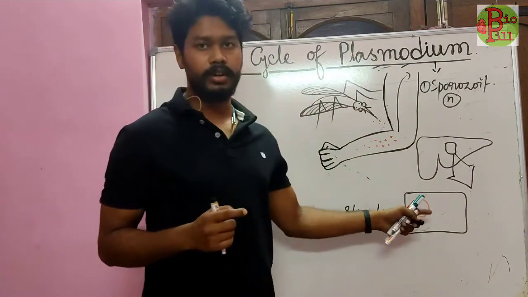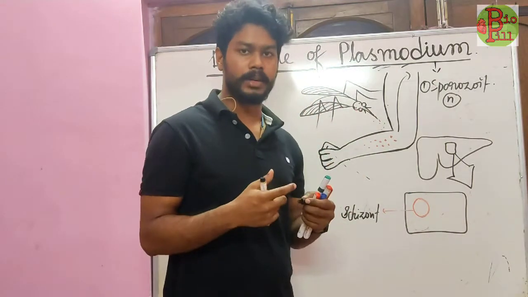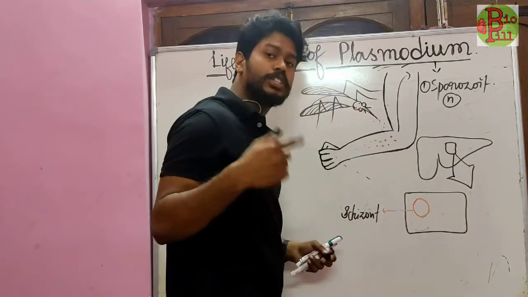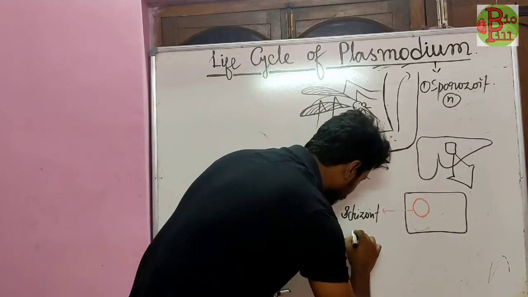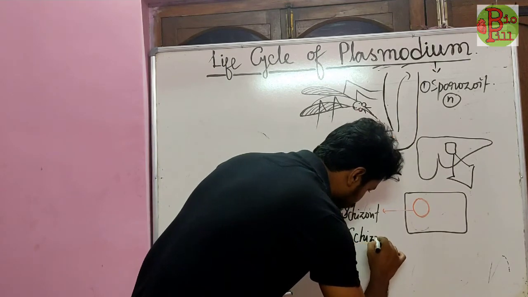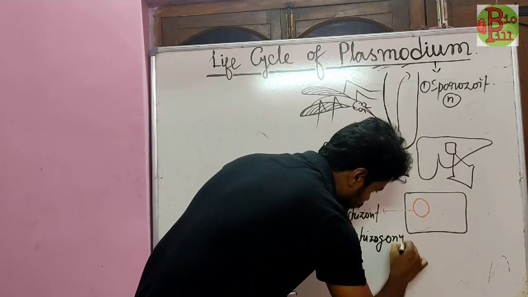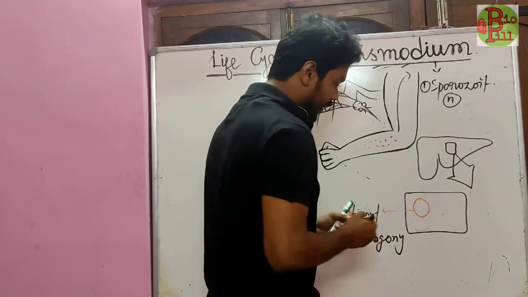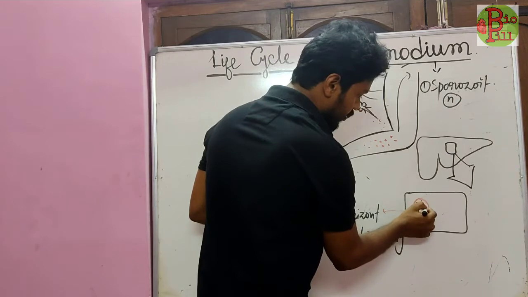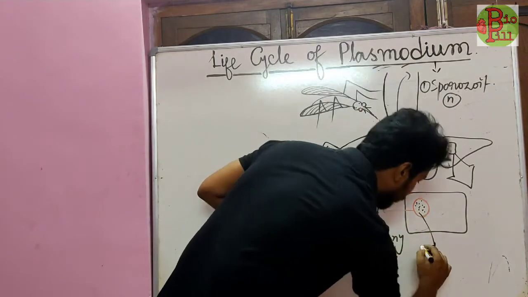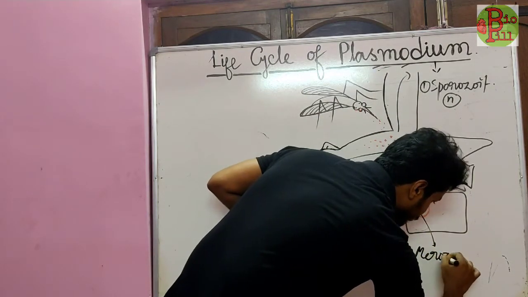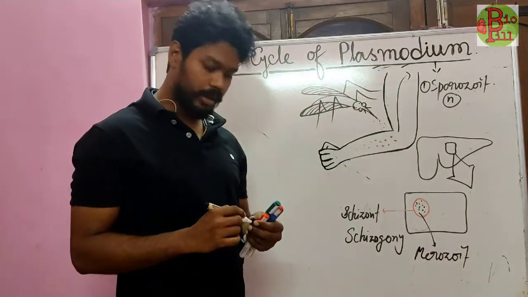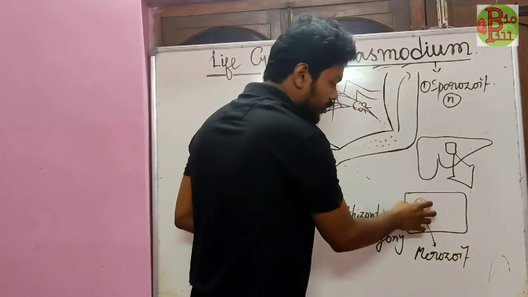And inside the schizont, they will multiply their number by multiple fission. This process we call schizogony. And they will produce lots of spore-like structures. We call these structures merozoites, which are present inside the hepatic cell, the hepatocyte.